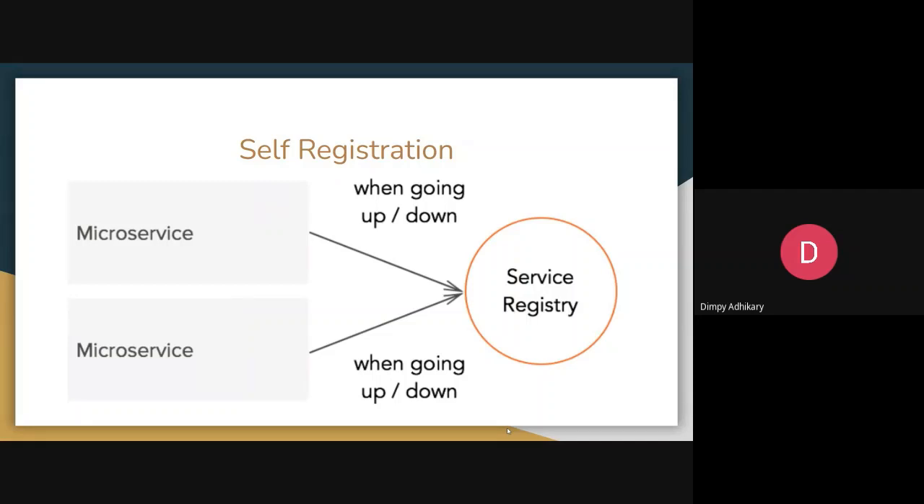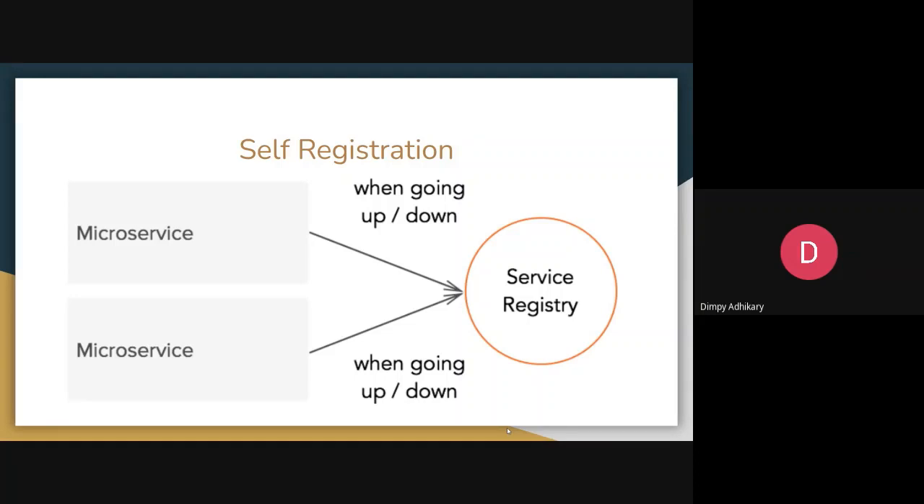Okay, so if you see in the diagram, when a microservice is going up or down, it should tell the registry that its address is going to change now. You update your database. So how will it update? Obviously, it has to call the service registry and then update it. And probably you can have service registration APIs here.